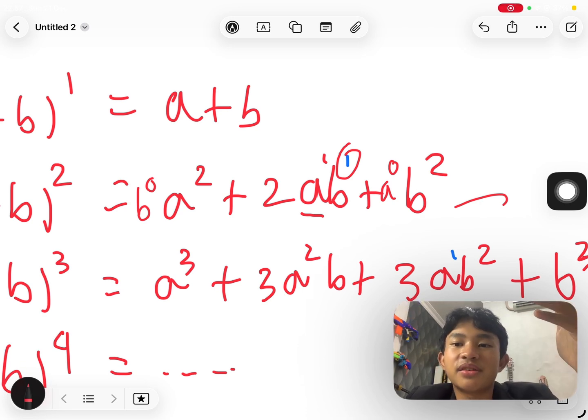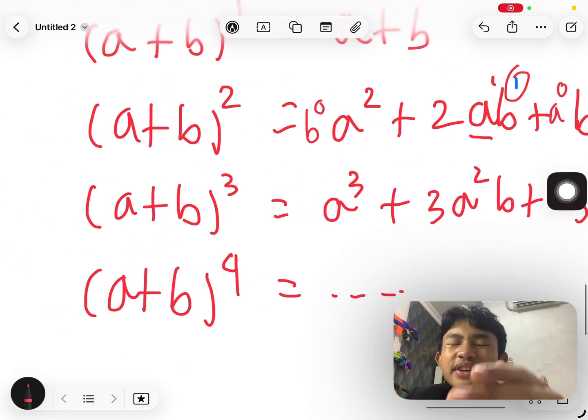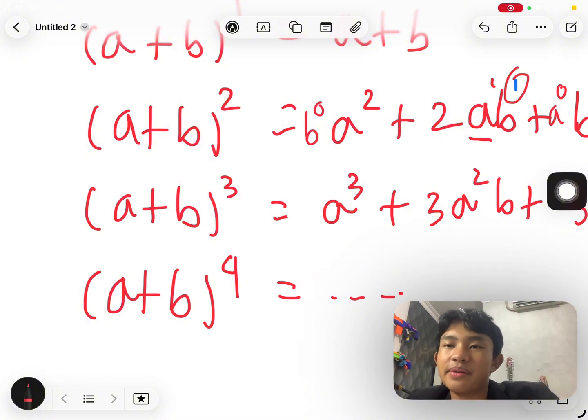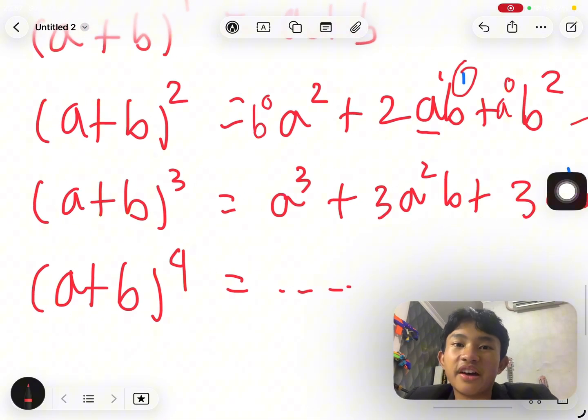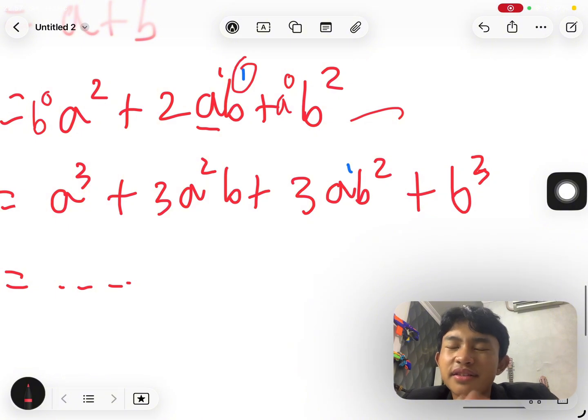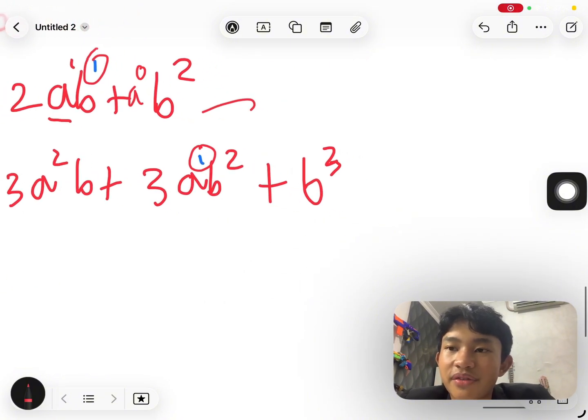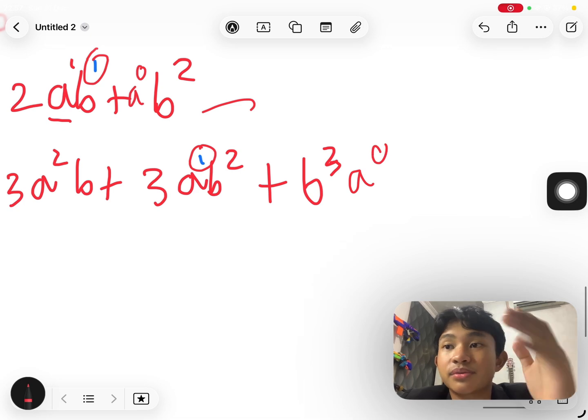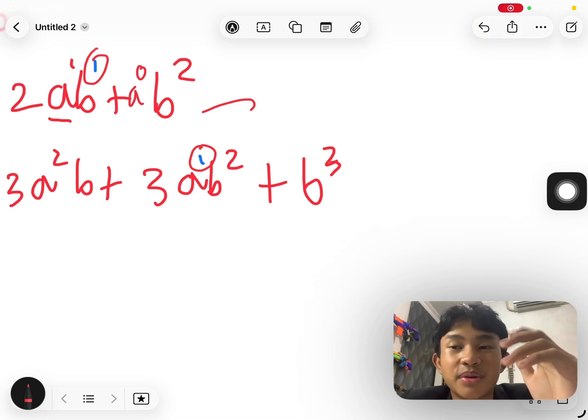This pattern is also seen more clearly in (a + b)^3. On the first term, we have a to the power of 3. Then on the second term, we have a to the power of 2. It reduces by 1, right? Then on the third term, a to the power of 1. And on the final term, a to the power of 0, or just 1, and that's why we don't write it.